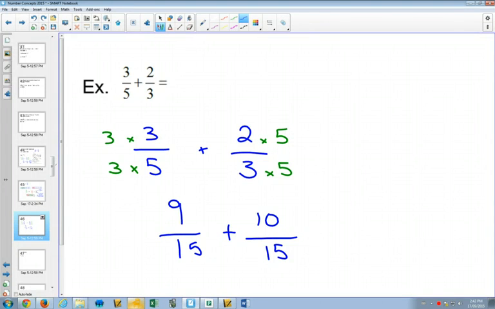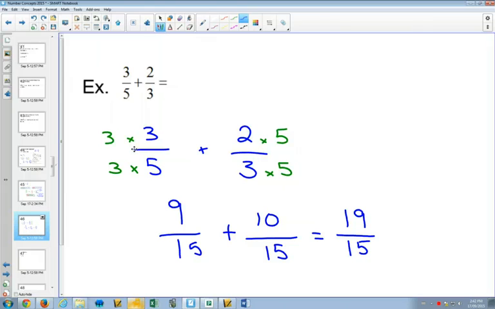And now our pieces are the same size. So what we basically did with our chocolate bar is our first chocolate bar was originally in 5 pieces, but we cut each of those 5 pieces up into 3, and now we had 15 pieces. And now we have 15 pieces with this one as well. So now, since our pieces are the same size, since we have a common denominator, we can add them together, and 9 plus 10 is 19.